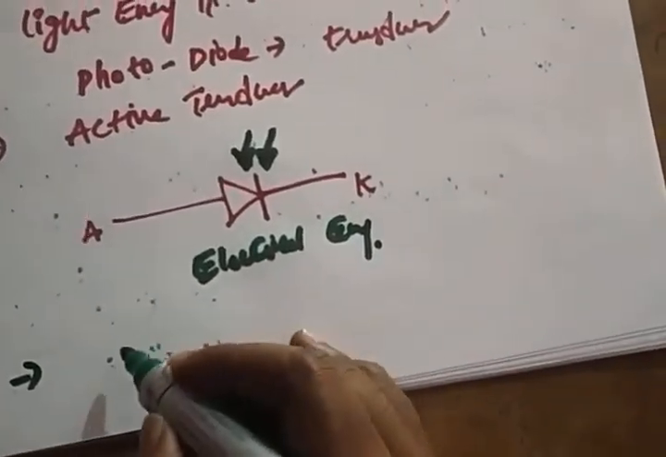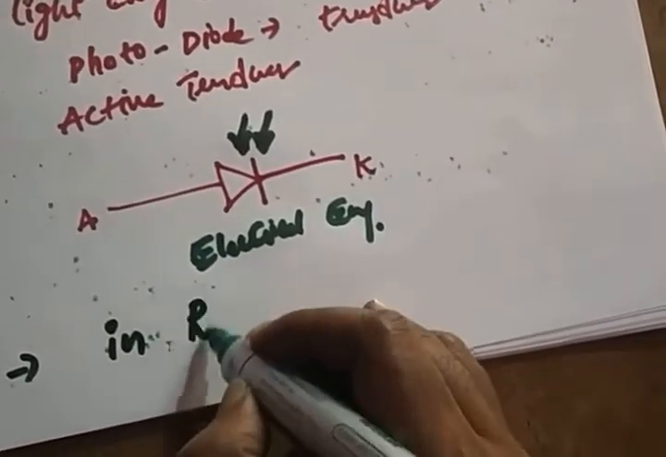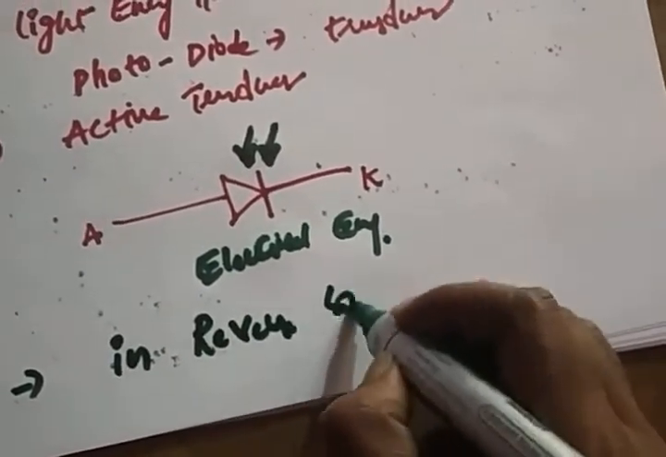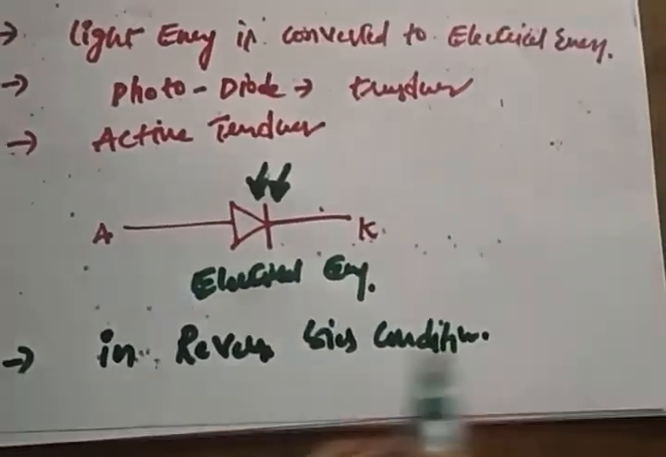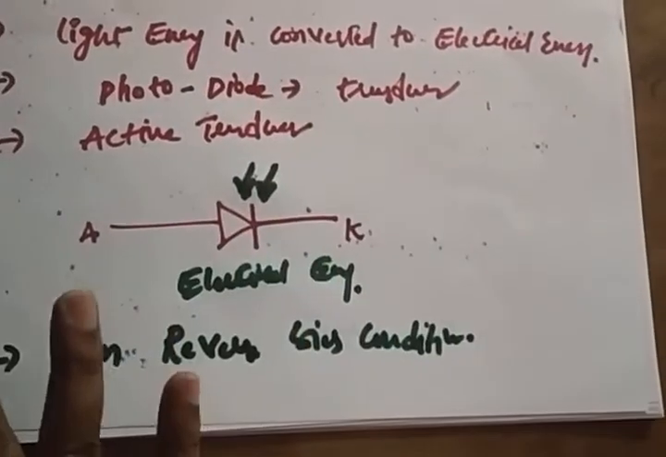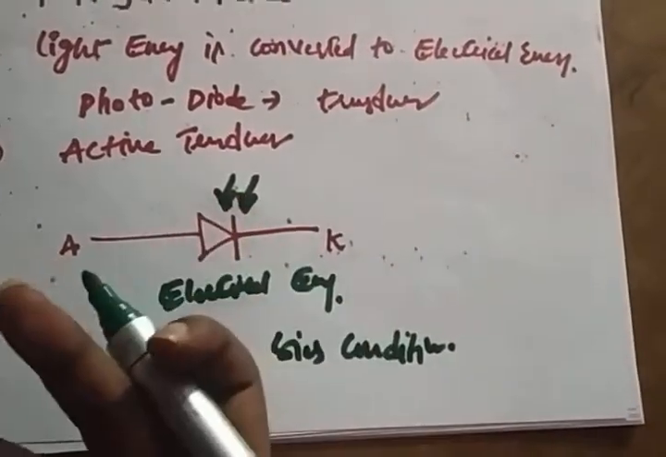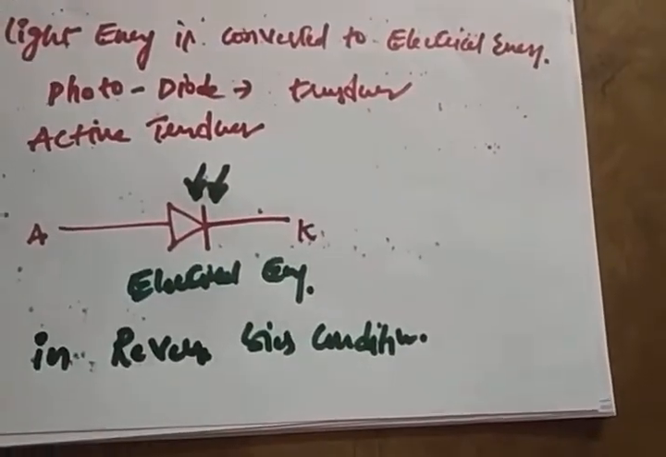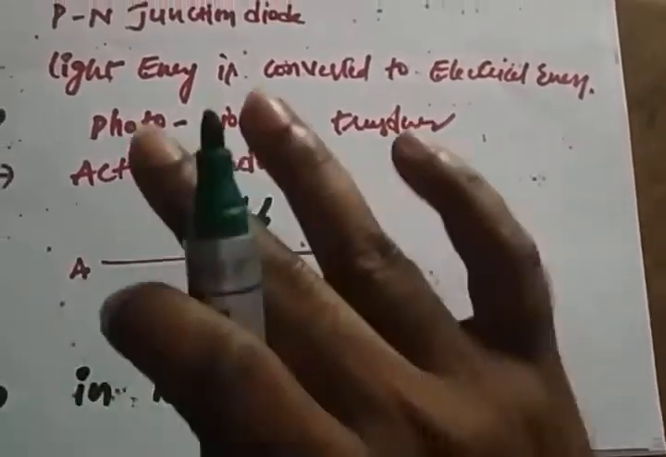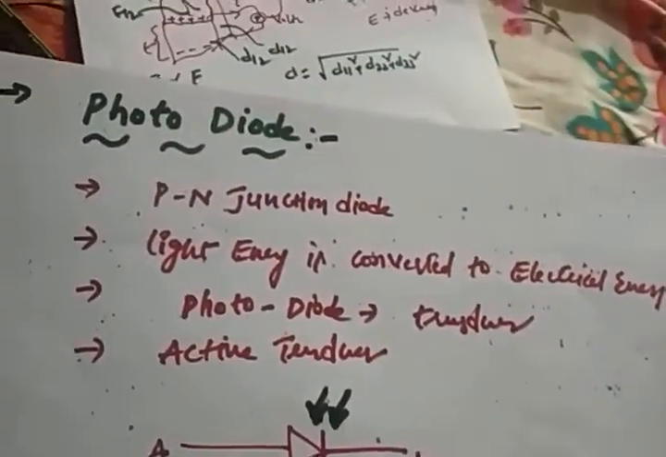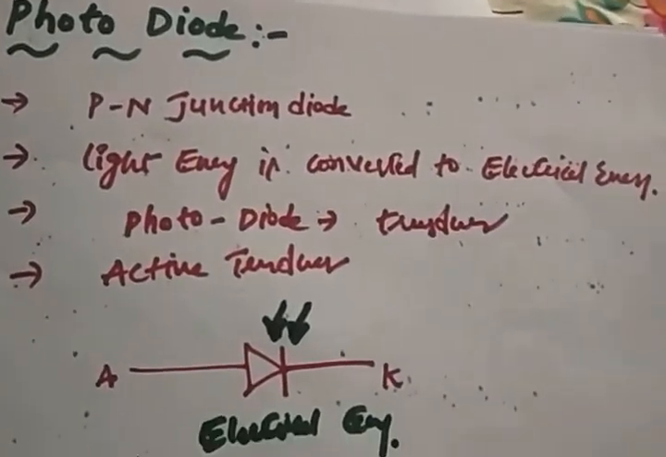So we can say the photodiode works in reverse bias condition. We'll see what will happen across a p-n junction diode when forward bias is applied and light hits. We'll see all these things. So these are the basic things we need to know about the photodiode.